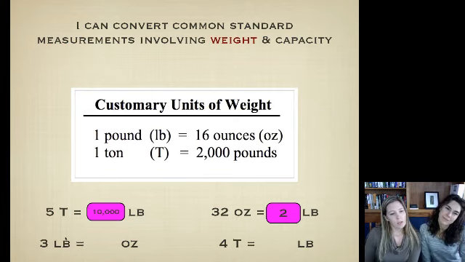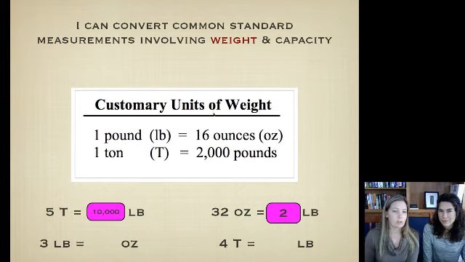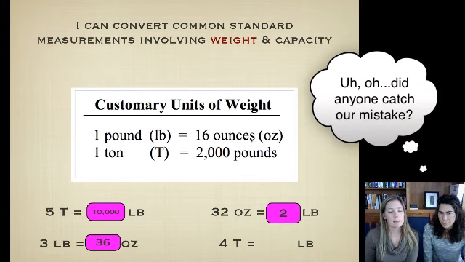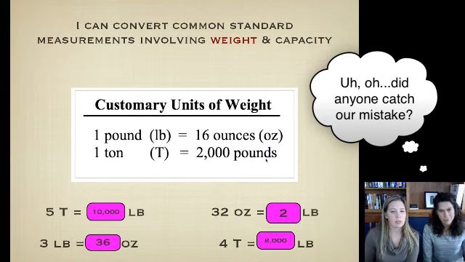So the first one, you have 3 pounds, and I want to know how many ounces. This one, you're going this way, so you're going to multiply. If I have 3 pounds, 1 pound is 16, then 3 pounds would be 16 times 3, which is 36. And the next one, 4 tons equals how many pounds? If I have 4 tons, I have times 2,000 pounds, I would get 8,000 pounds.